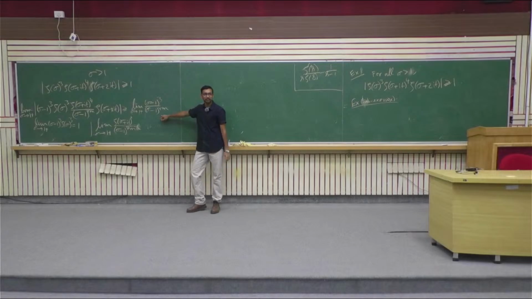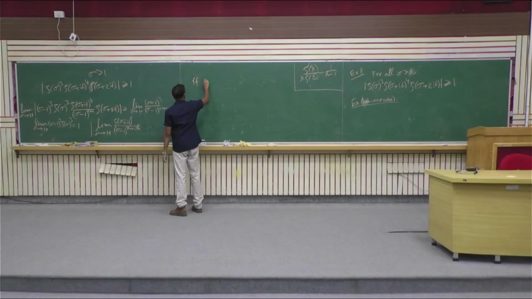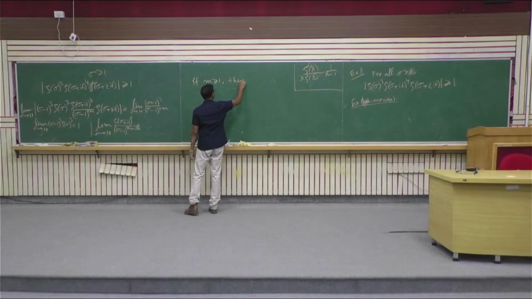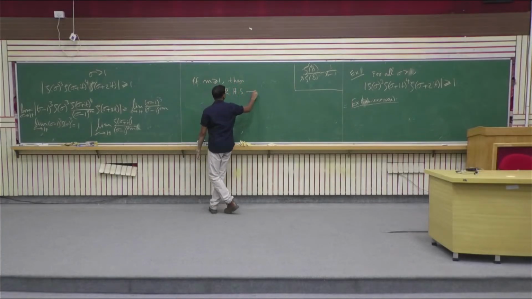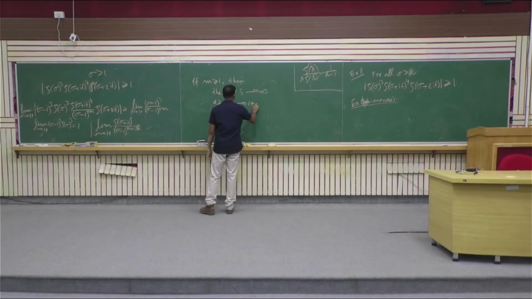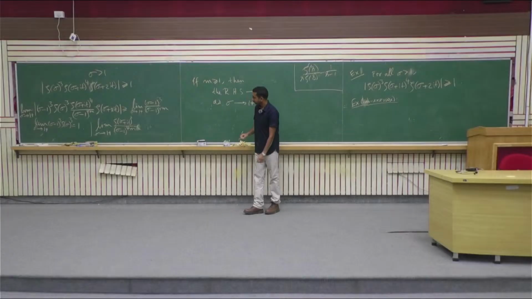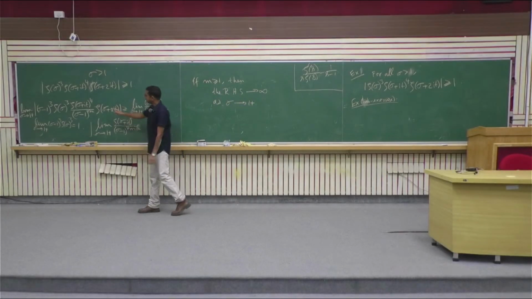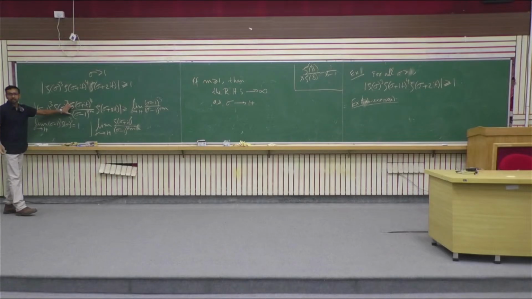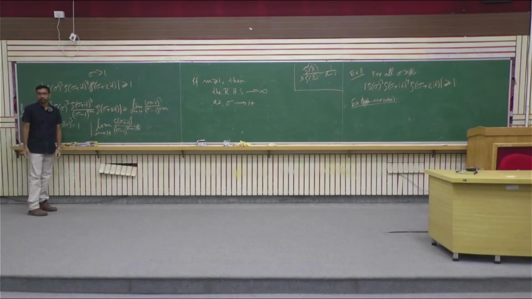This one, which one, m? Yes, because if m is greater than or equal to 1, then the RHS goes to infinity as sigma goes to 1 plus, whereas the left hand side remains bounded. This one is converging to 1, this one is converging to some constant, and this one is taking some finite value. Okay.